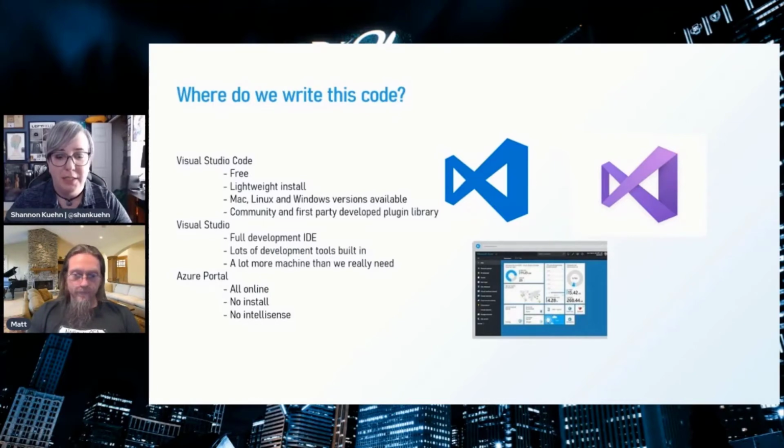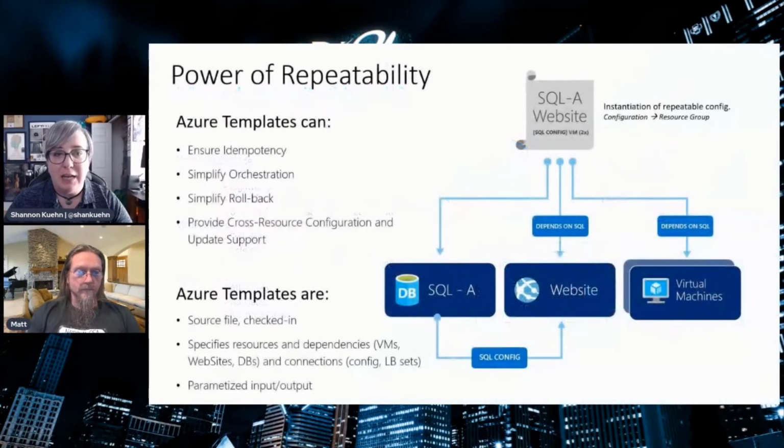Yep. So I think the last slide we've got here, and then we'll go through a quick video, is the idea of the power of repeatability. So you've got idempotency. You don't have to worry about the fact that when you redeploy, it'll bomb out because something already exists in your template. It'll just move forward. And you've got the idea of being able to plug parameters in. You can simplify your orchestration. This has to go first, and then this resource.